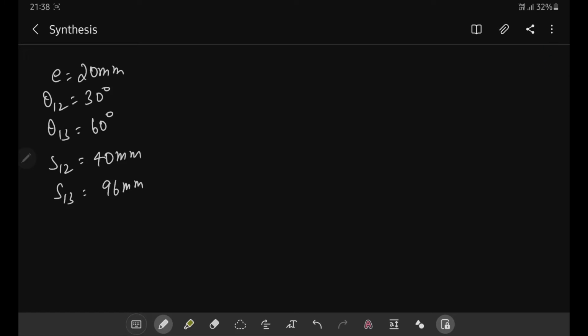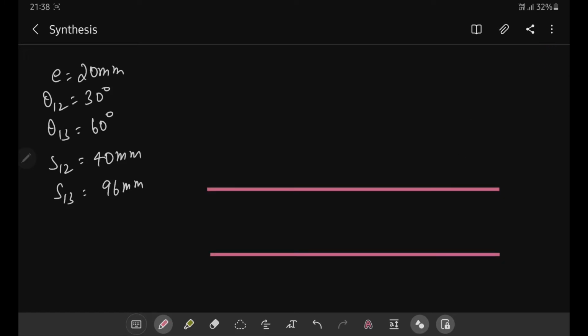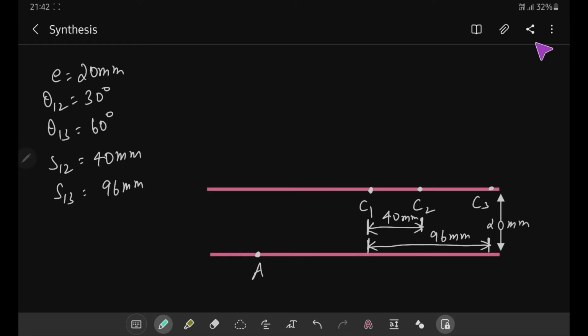So let us begin. The first step is to draw two parallel lines with an offset of 20 mm. Let us fix a point A anywhere on the baseline, and then choose any point C1 on the line that is offset from the horizontal baseline, and then C2 and C3 are marked, since we already know the distance between 1 and 2 as well as 2 and 3. Please note that the diagram is not to scale, it is just for representational purpose only. The lines are very clearly shown here. Let us join AC1, AC2 and AC3. So now we have the line segments AC2 and AC3.